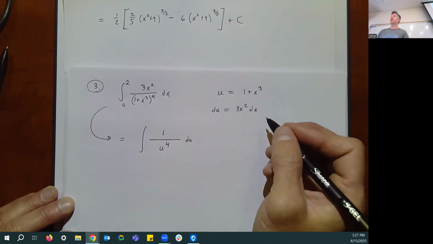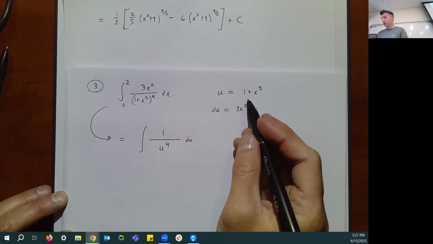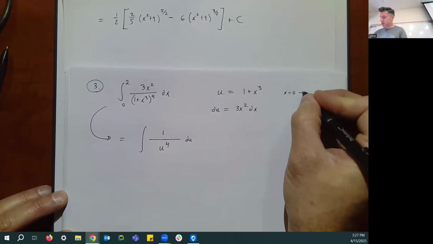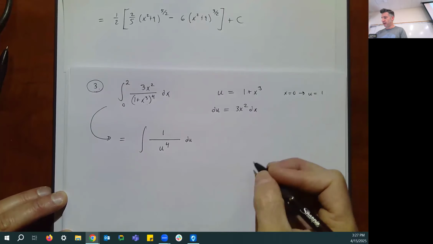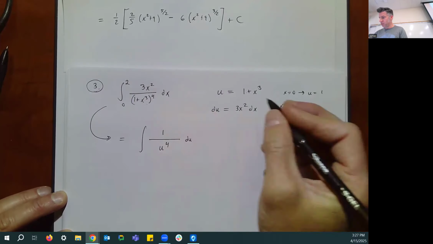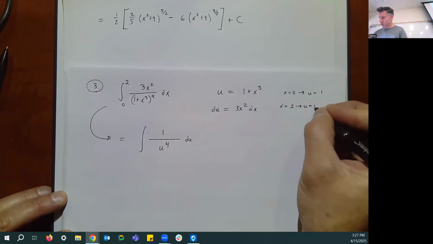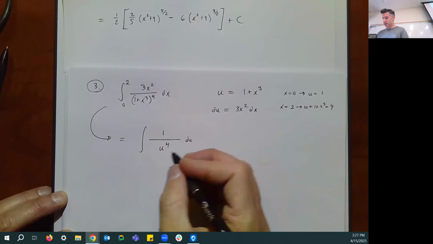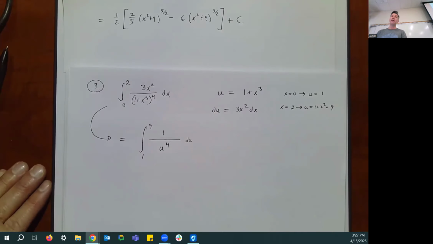And then I think it's best to change the limits of integration. So if x is equal to 0, u is going to equal 1 plus 0 cubed. And if x is equal to 2, u is equal to 1 plus 2 cubed, which is 9. So my new lower limit is 1. My new upper limit is 9. They might end up being out of order.